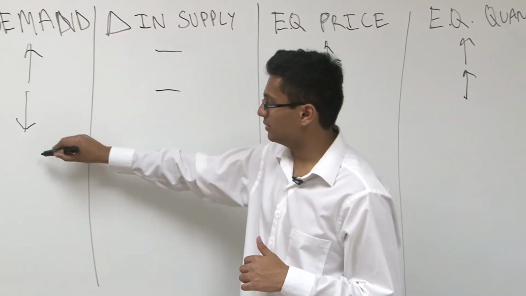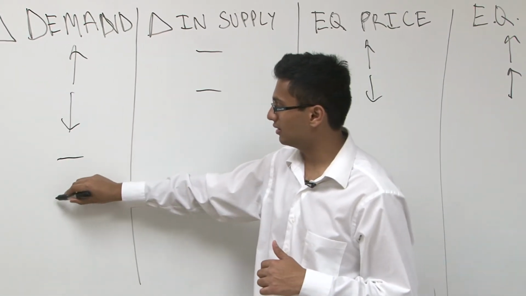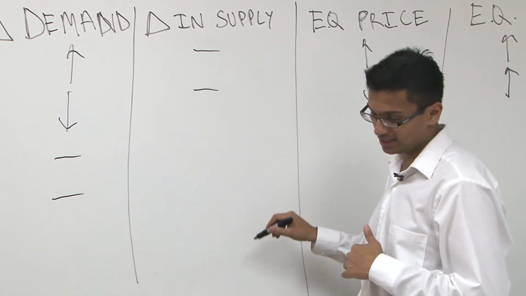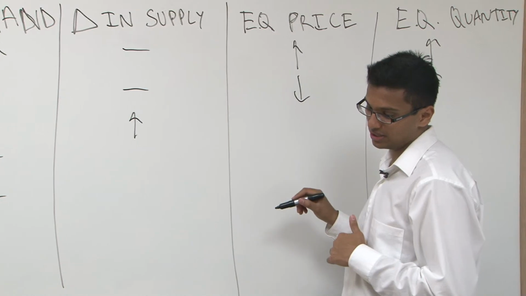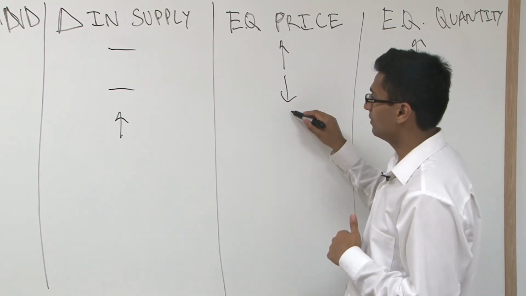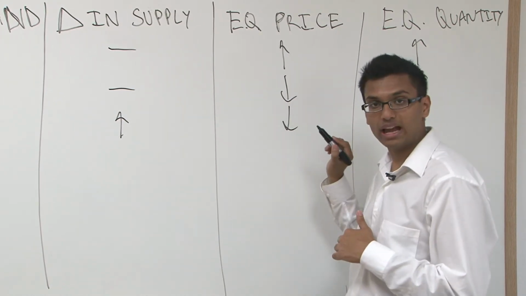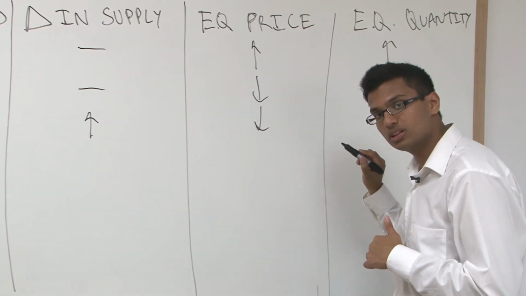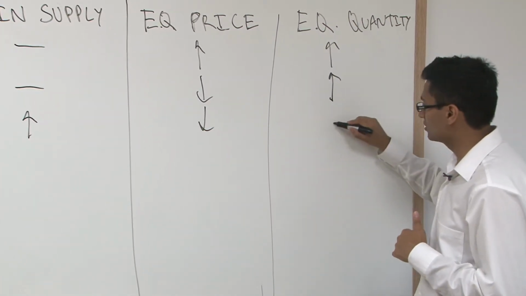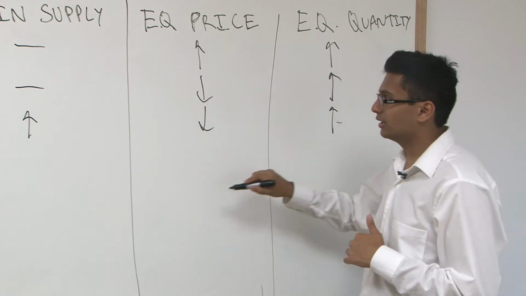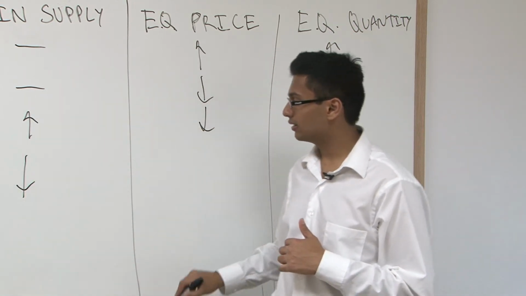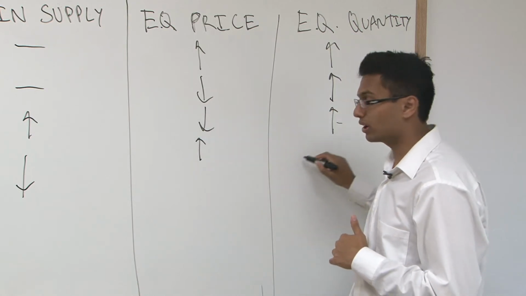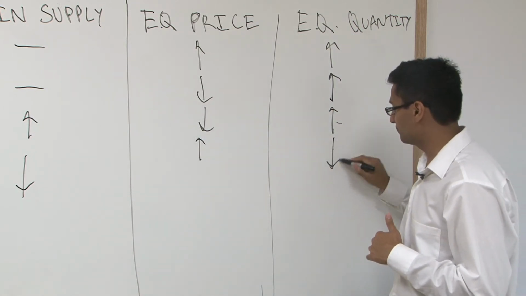So let's keep the demand constant for the next one. Let's say that my supply increases, right? What happens to my price? My supply increases, price goes down, okay? What happens to the quantity? The quantity goes up, okay? Supply goes down, right? My price goes up and my quantity goes down.